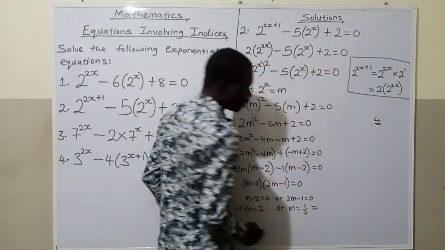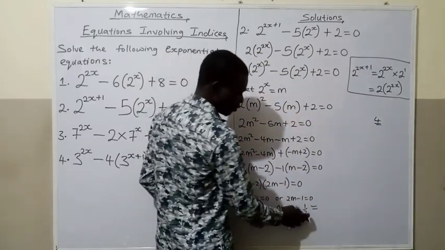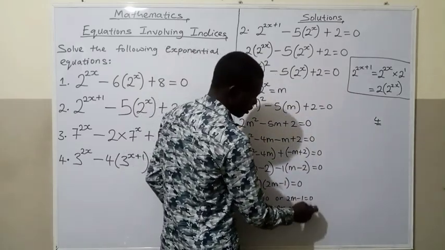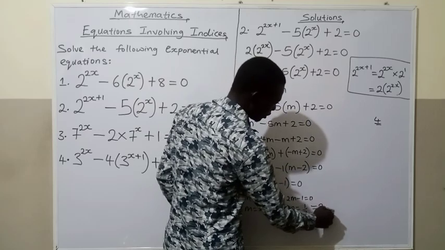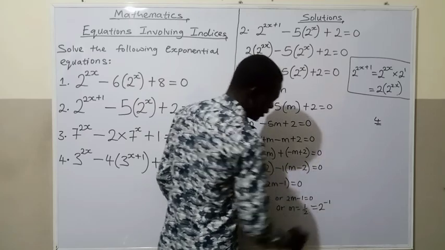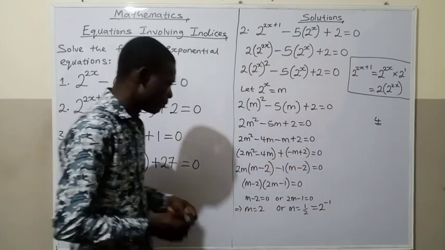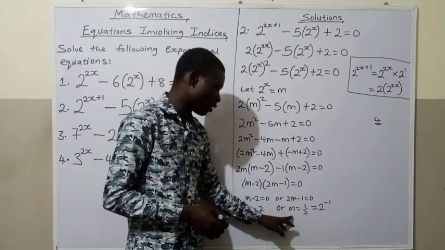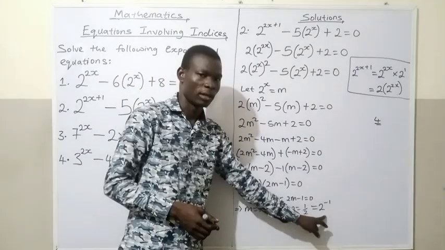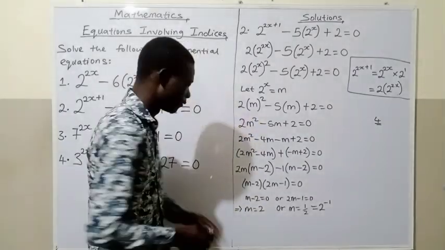And according to one of the laws of indices, when we have a fraction like 1 over 2, it can be rewritten as 2 raised to power negative 1. So m is either 2 or m is what? 2 raised to power negative 1.